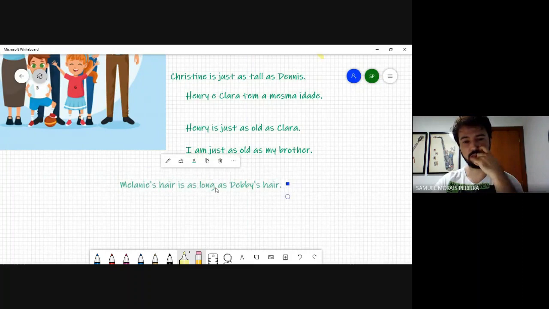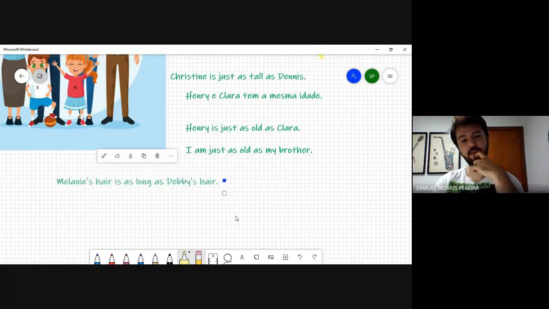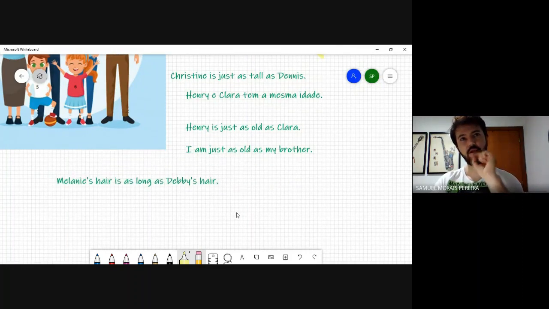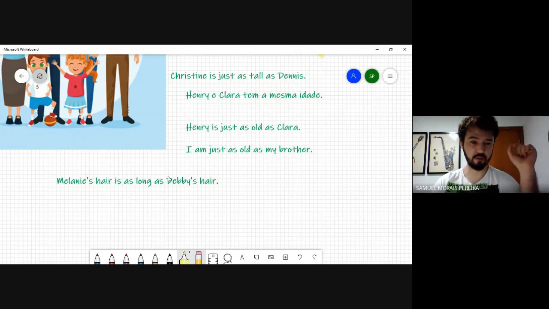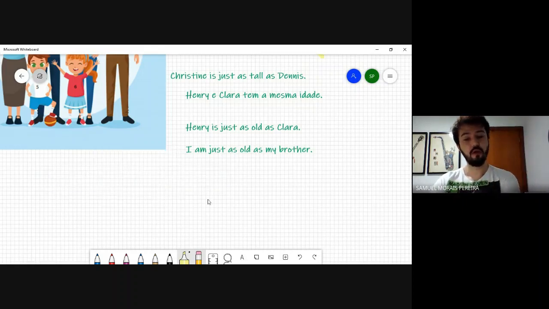Então tem várias formas de você traduzir. O importante é vocês aprenderem que if you want to translate the sentence, olha, o cabelo de Melanie e Debbie tem o mesmo comprimento, vocês vão falar are the same length. Pode até falar, mas em inglês, normalmente eles falam assim. Tudo bem? Bom, let's move on to other examples.